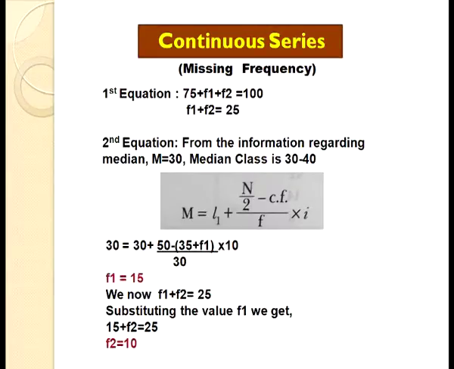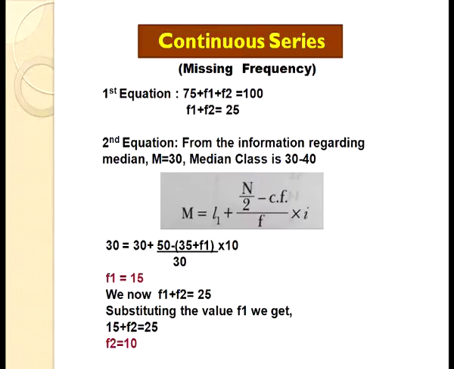We all know that in this particular question, the total number of frequencies is given as 100. So, the first equation is formed, that is 75 plus F1 plus F2 is equal to 100. Now, from this what do we get? F1 plus F2 is equal to 25. Why? Because 100 minus 75 comes to 25.